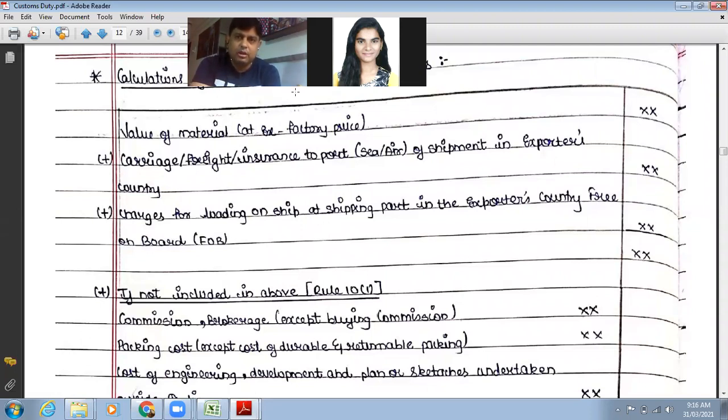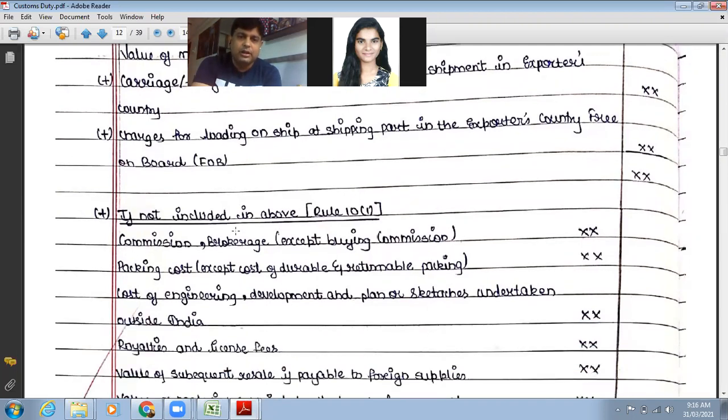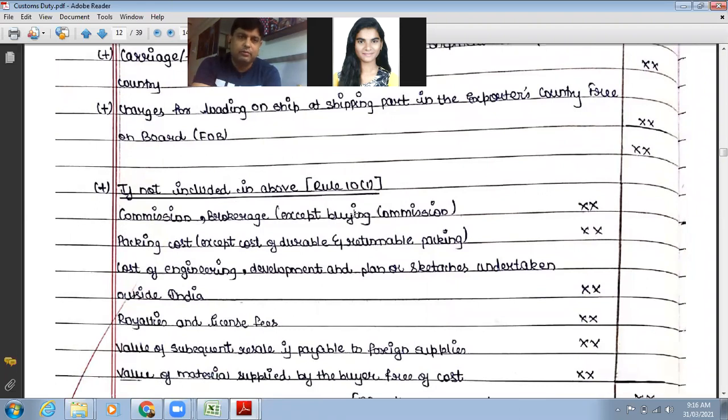Any doubt to anyone? Okay. Then if not included in the above, then we'll have to take rule 10(1). What? Commission, brokerage, except buying commission. Buying commission should not be included. Okay. Packing cost, except the cost of durable or returnable packing.